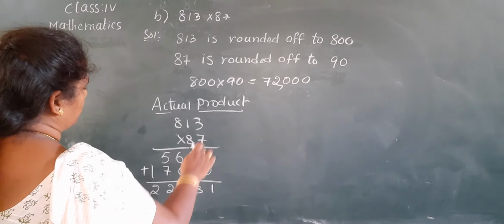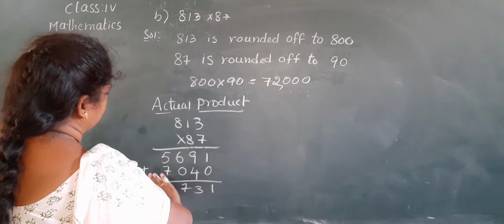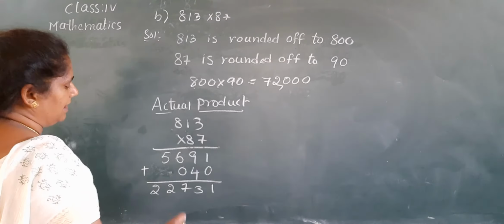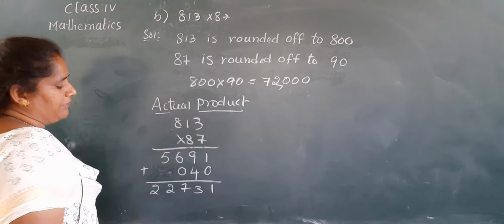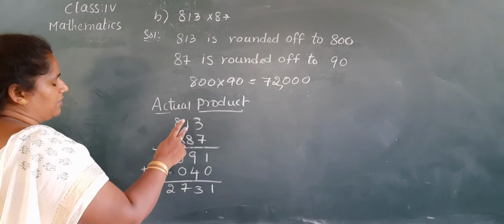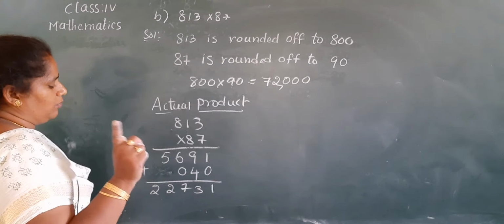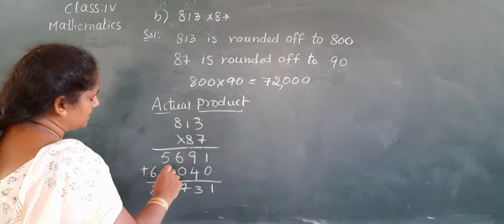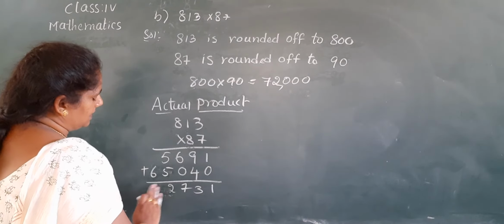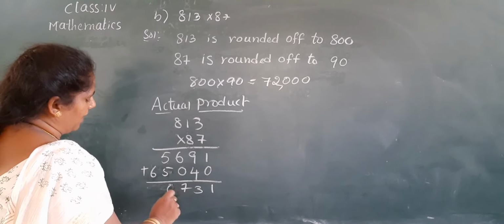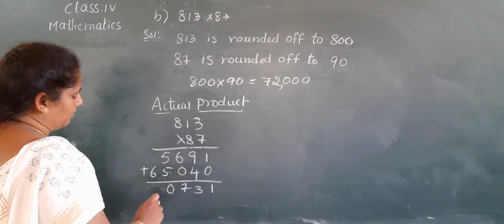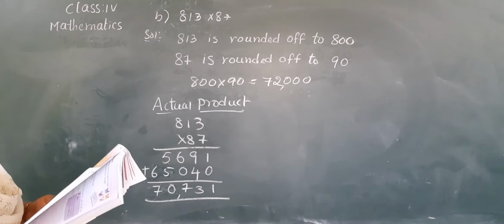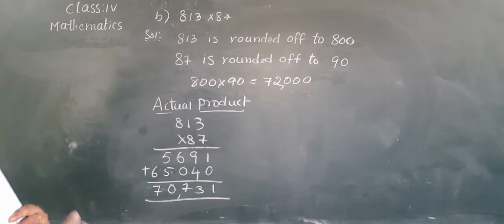Sorry, 8 3s are 24, 8 1s are 8 plus 2, 10, 8 8s are 64. See, 8 table: 8 3s are 24, 2 in hand, 4 is down, 8 1s are 8, 9, 10, 1 in hand, 0 is down. 8 8s are 64 plus 1, 65. So 5 plus 5 is 10, 1 in hand, and 1 plus 6 is 7. So what is the product?